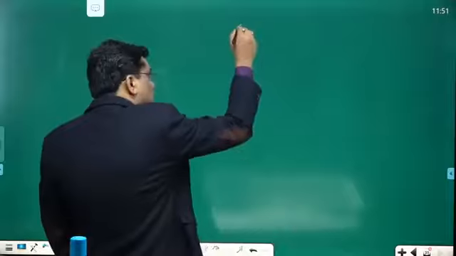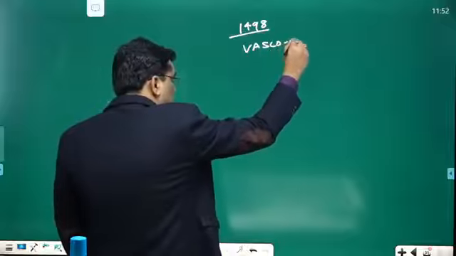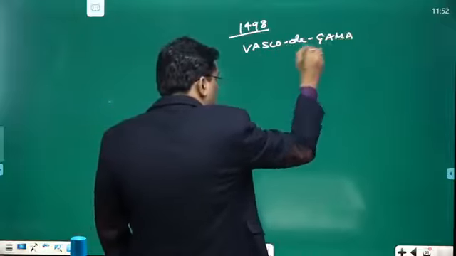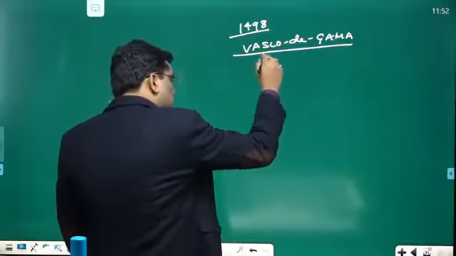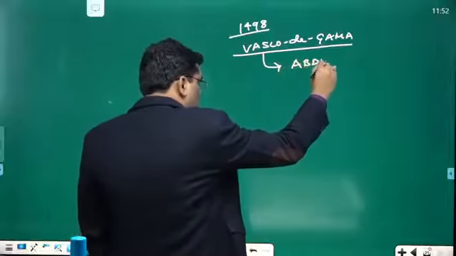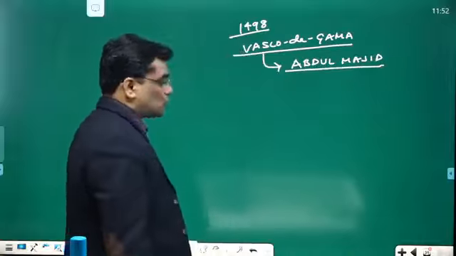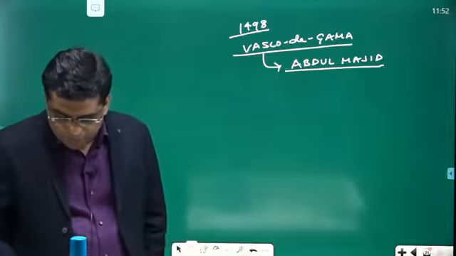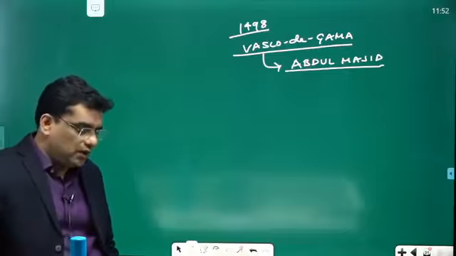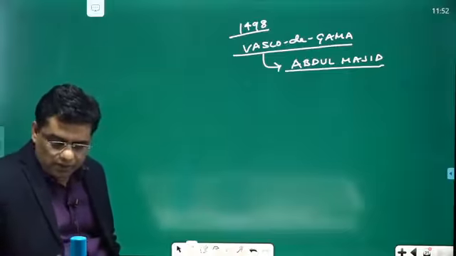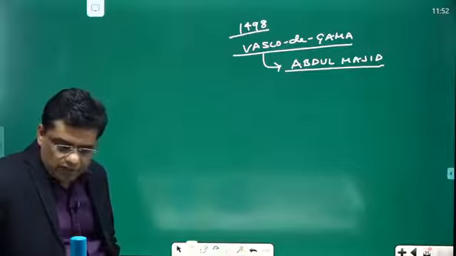So in 1498, Vasco da Gama came to India with the help of an Indian merchant, Abdul Majid. He was a Gujarati merchant in Portugal. So you can imagine, a Gujarati merchant in Portugal; you can find Gujaratis anywhere on the earth. Wherever you don't find humans, you can find the Gujarati trading.